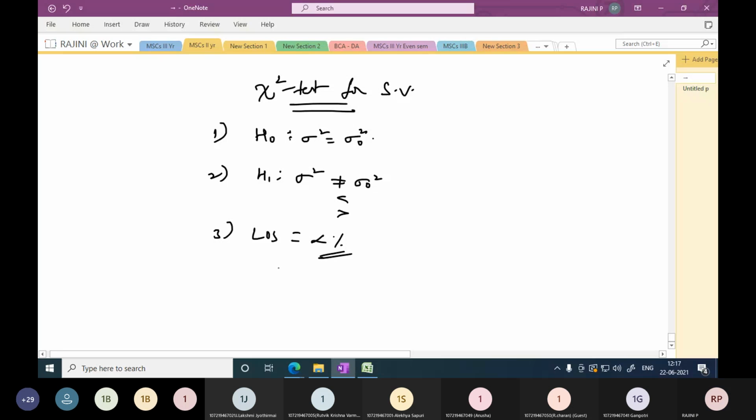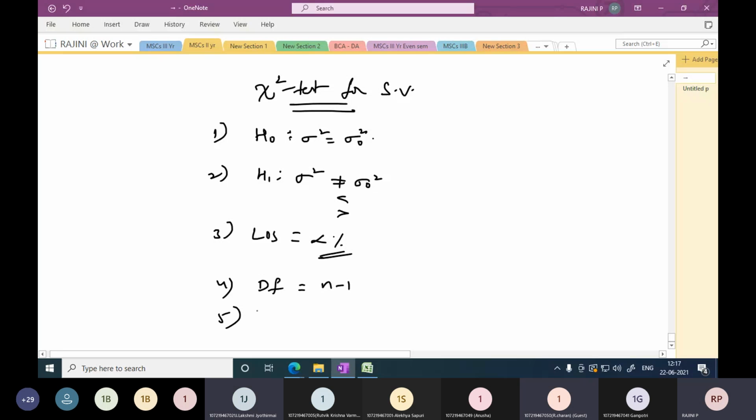And next, degrees of freedom. What is the degrees of freedom? N minus 1. Yes, n minus 1. Okay, fine. What is the next?